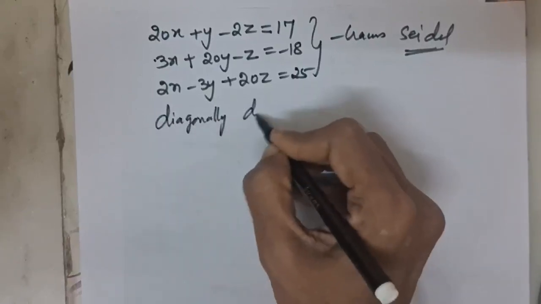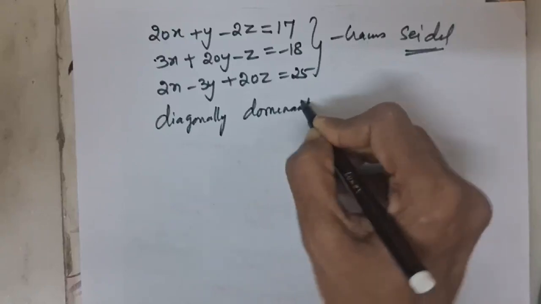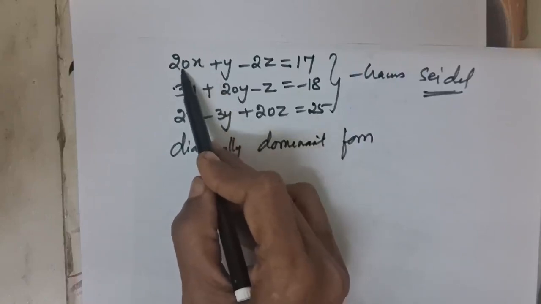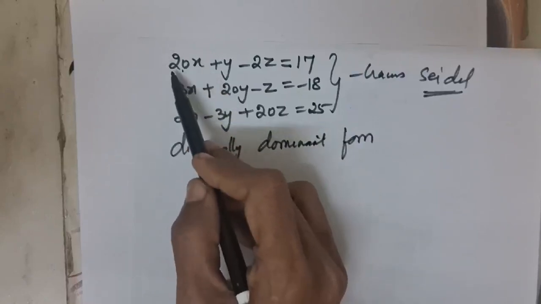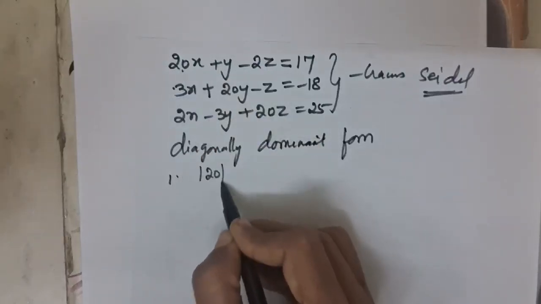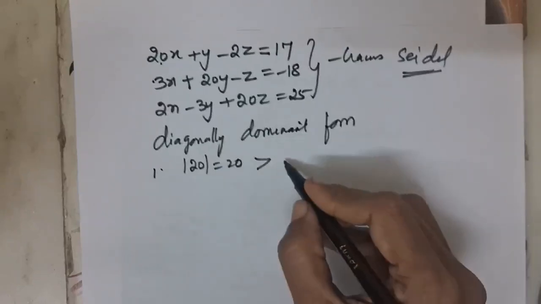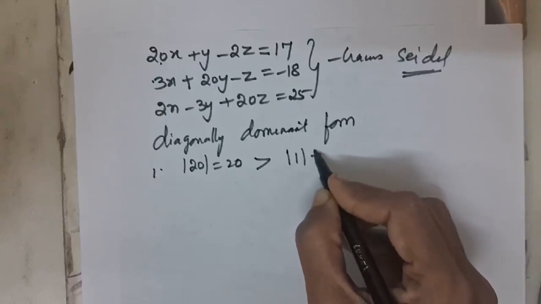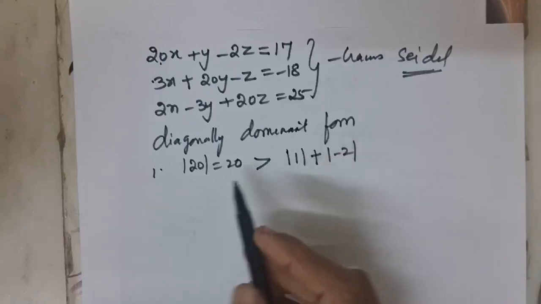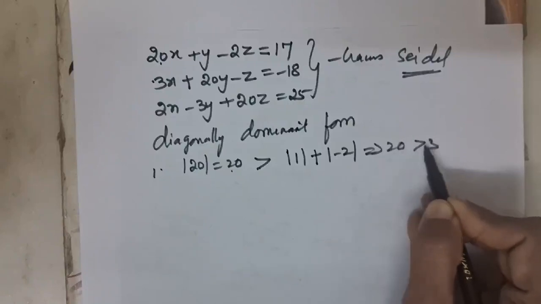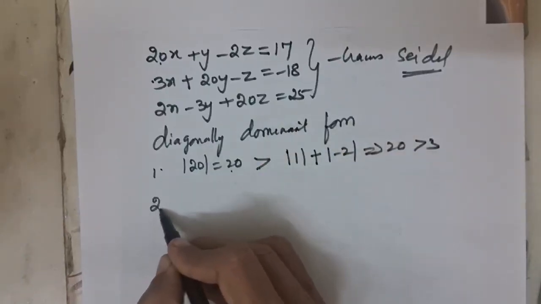Diagonally dominant form means, in the first equation, take the absolute value of the coefficient of x, which is 20. So in the first equation, mod 20, which is 20, is greater than the sum of the modulus of the other two coefficients. The coefficient of y is 1 and the coefficient of z is minus 2. Now, 20 is greater than 3. Therefore, the first equation is arranged in proper format.